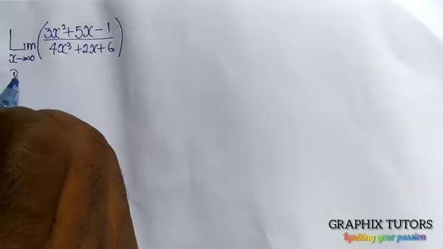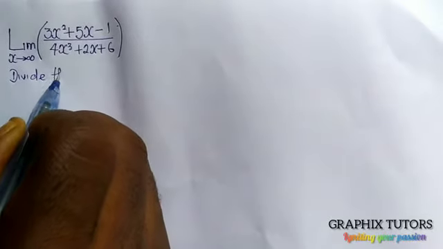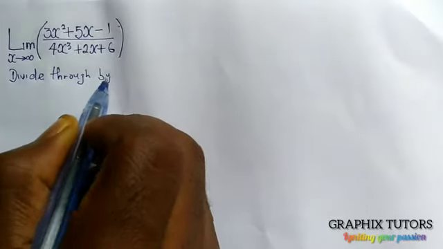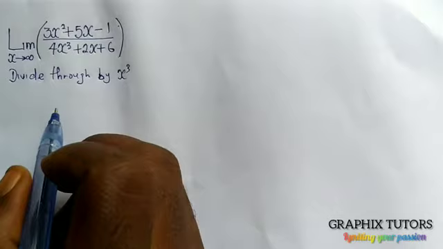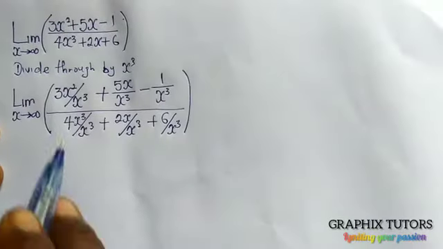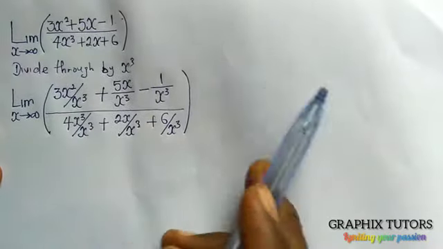So what I'm going to do is divide through by x cubed. Are we good? So if you do that, this is what you'll be having. I divide through by x cubed each of the values here.